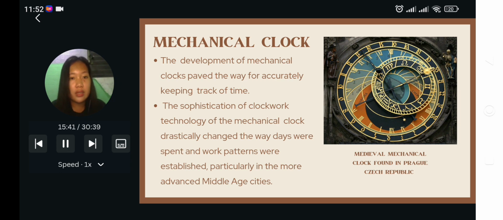So, the sophistication of clockwork technology of the mechanical clock drastically changed the way days were spent and work patterns were established, particularly in the more advanced Middle Age cities. So, in this example, this is the medieval mechanical clock found in Prague, Czech Republic. Talaga masasabi natin na during this age, nagkaroon na tayo ng clockwork technology. Dito na na-develop. Okay?